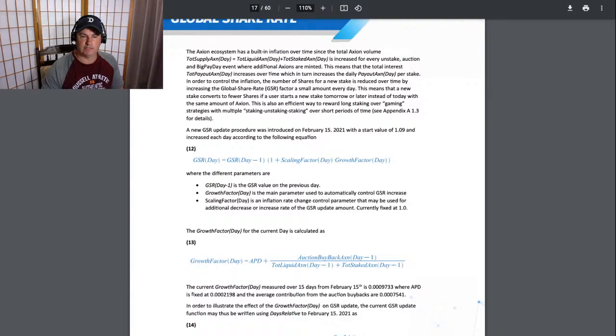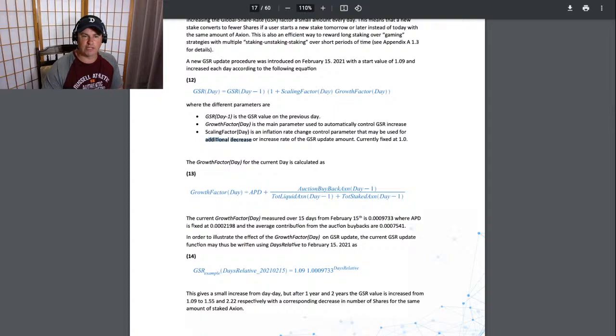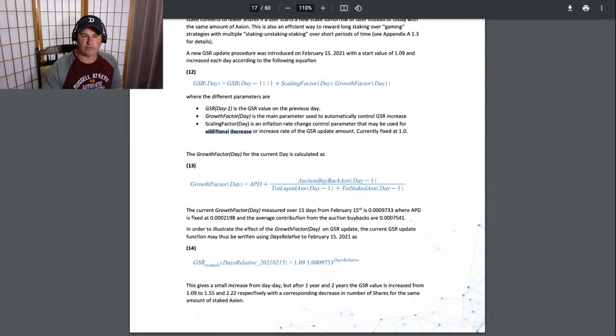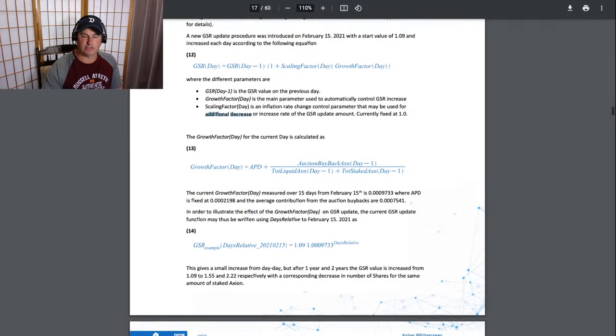The growth factor day is the main parameter used to automatically control GSR increase, and scaling factor is an inflation rate change control parameter that may be used for additional decrease or increase rate of the GSR update amount. So it does seem that if the number of shares are reduced, the GSR can decrease. So that'd be interesting. Currently fixed at 1. The current factor for the current day is calculated as the growth factor equals APD. So there's a bit of formula there. You can check that out in your own time.